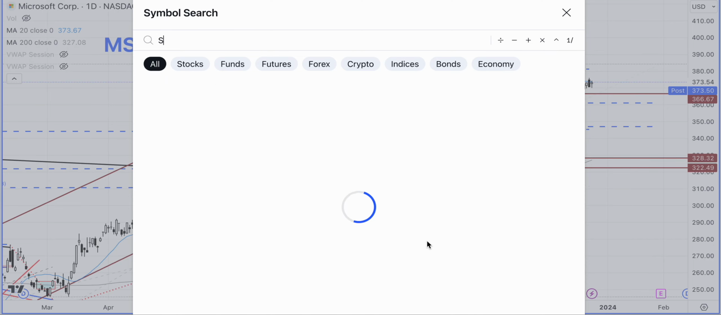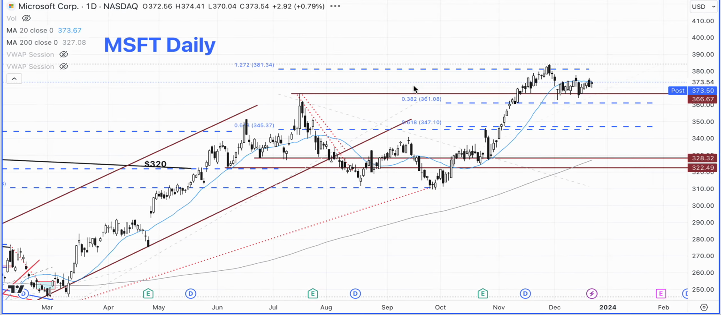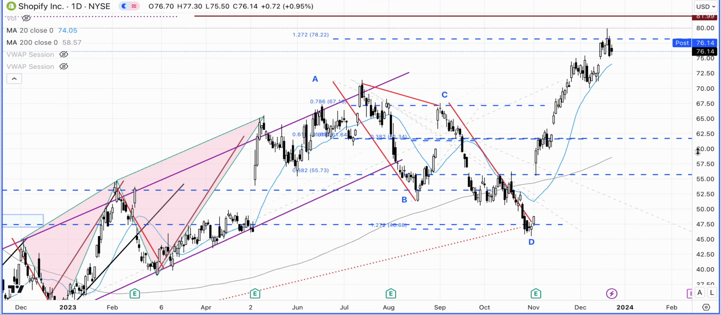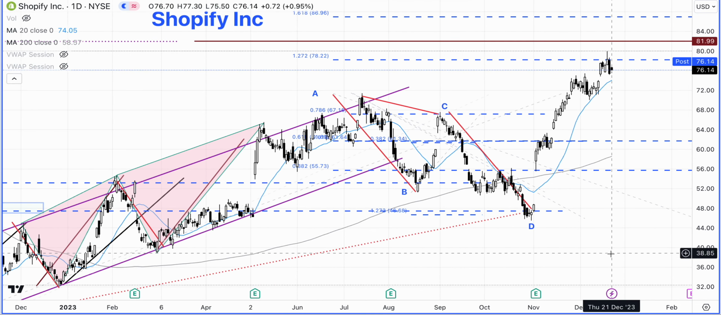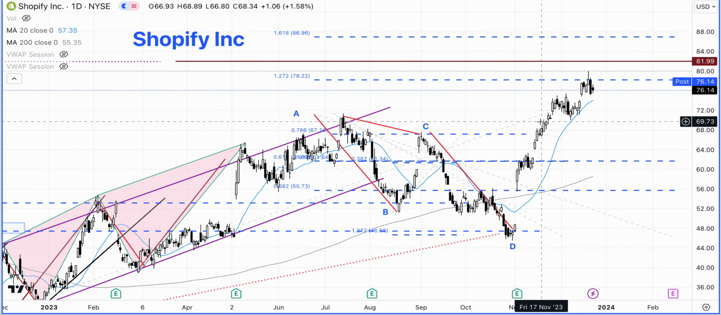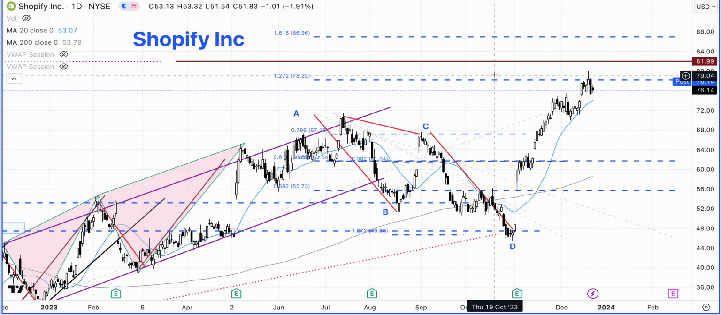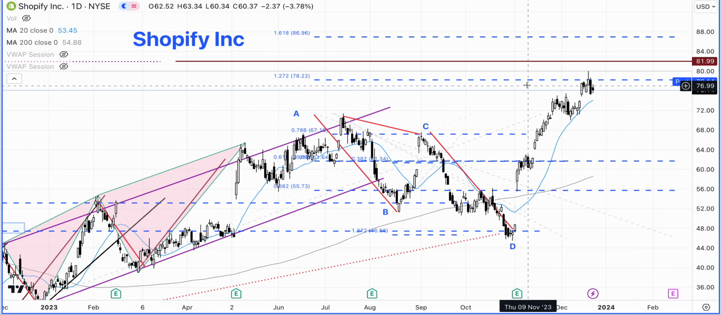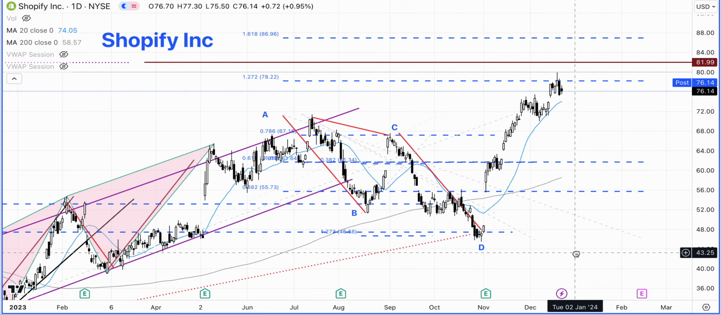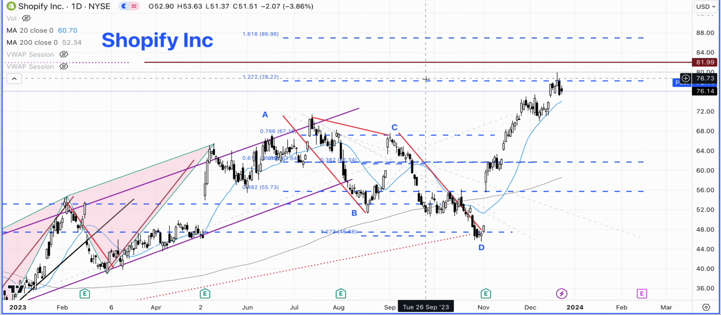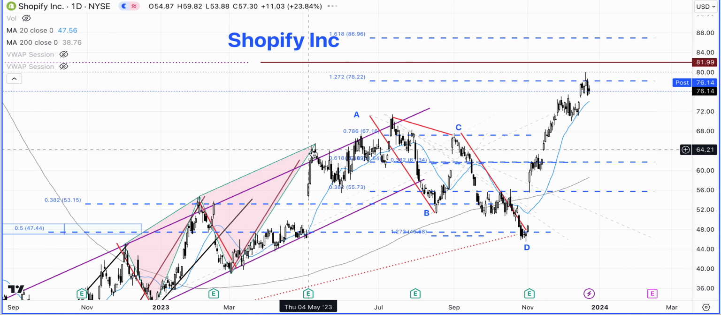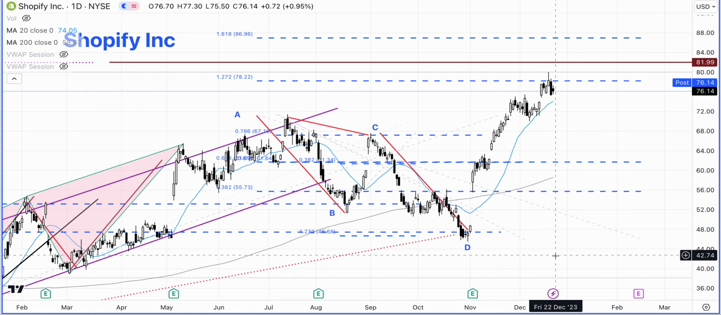Let's take a look at Shopify. Shopify stock is kind of pulling back a little bit after pretty much meeting our target. So we're looking at anywhere between $78 to $80 per share level, or it could in fact hit $82 per share as well. But 78 to 80 was our target, which it has achieved because of the 1.272, and this one, the brown line, is the 38.2% Fibonacci retracement from the all-time highs to the recent lows, which took place a year ago.